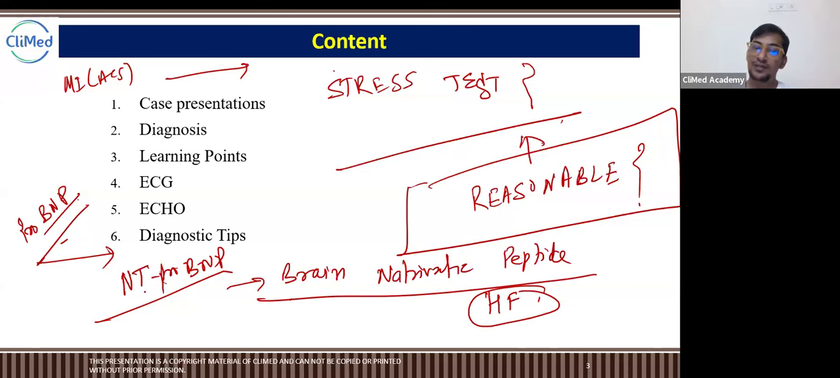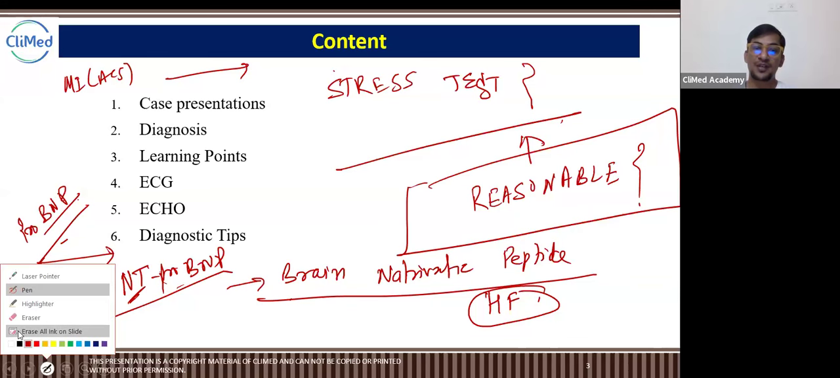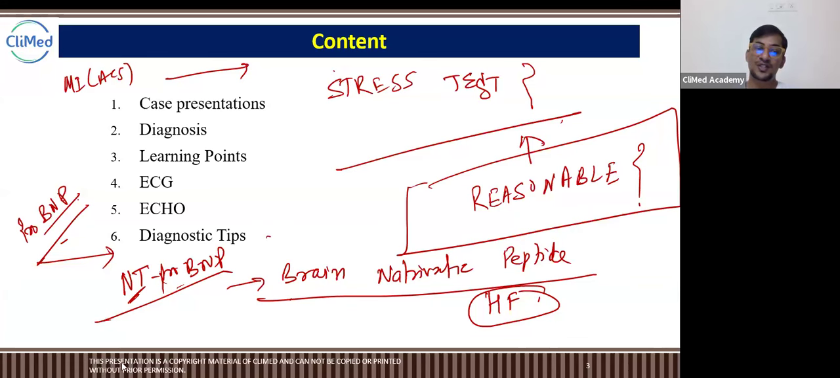And NT is the N terminal, so N-terminal pro natriuretic peptide. Okay, so now let's not discuss NT-proBNP, but my question is if the stress test is reasonable or not.